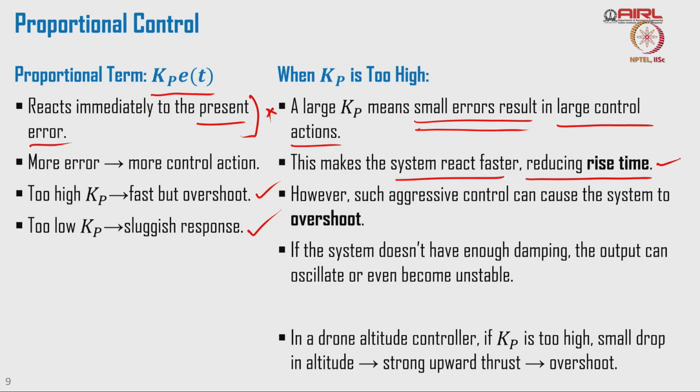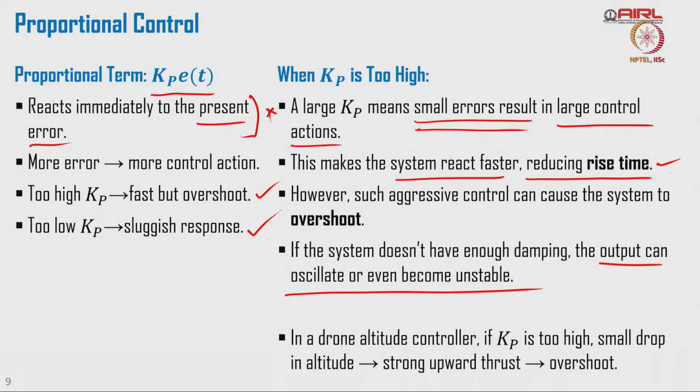However, such aggressive control can cause the system to overshoot. So overshoot is a problem as well. If the system does not have enough damping, then the output can oscillate or even become unstable. So these are the consequences of having a high Kp.